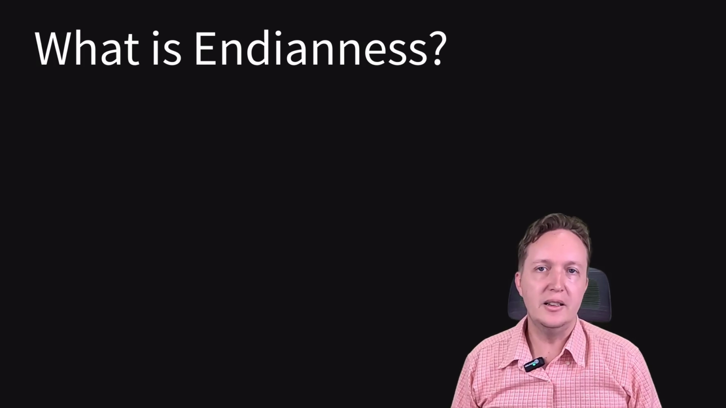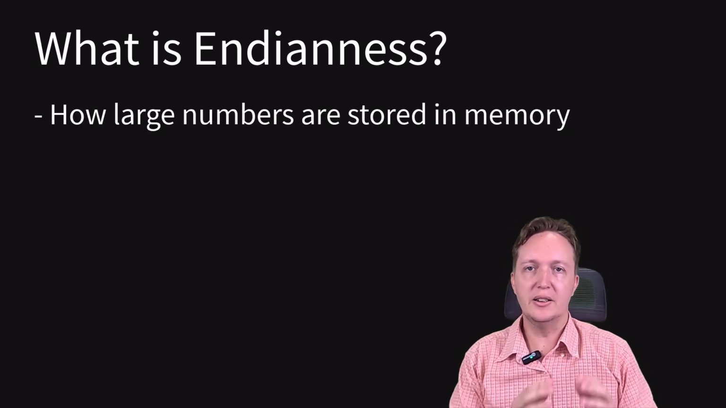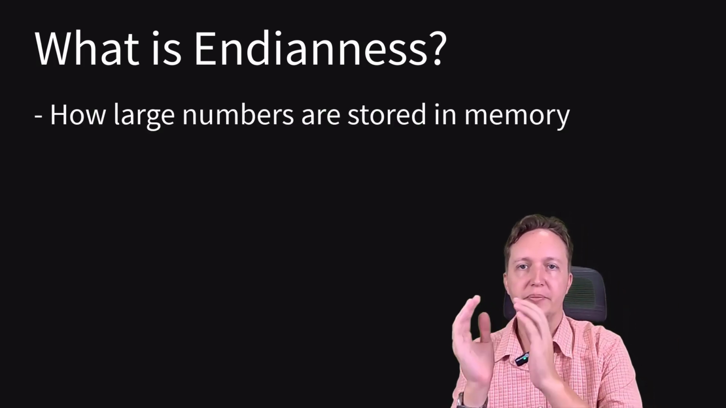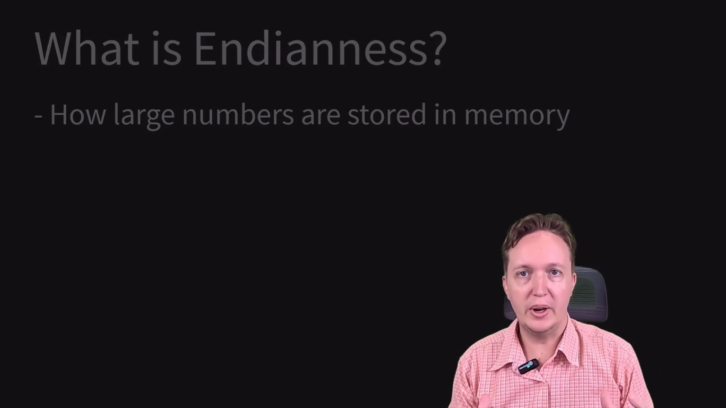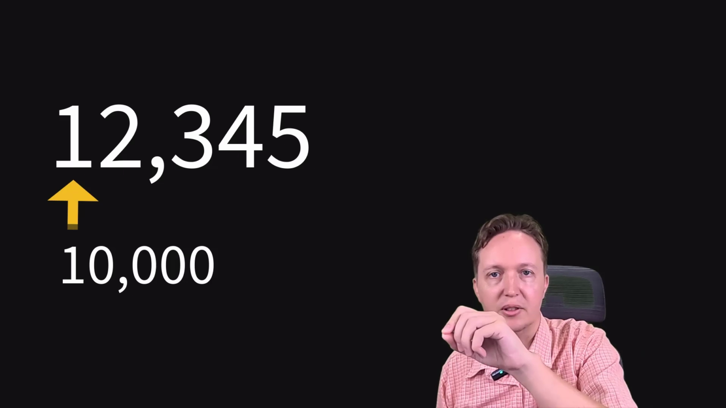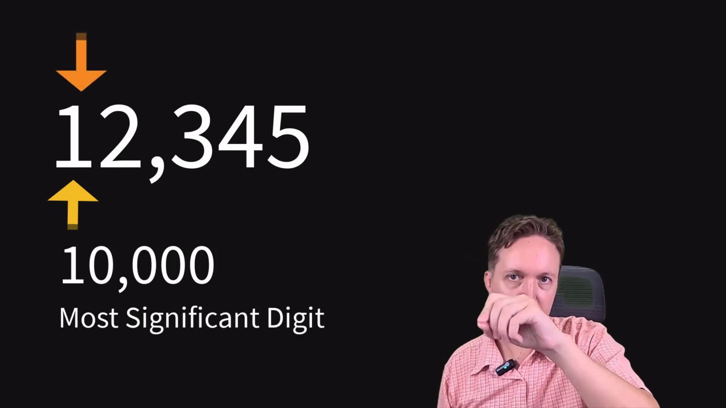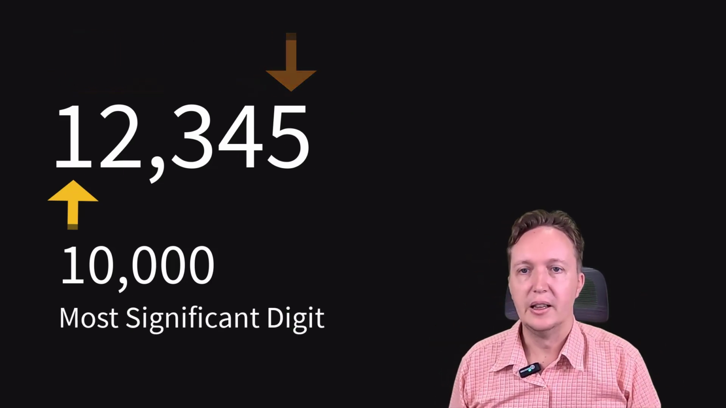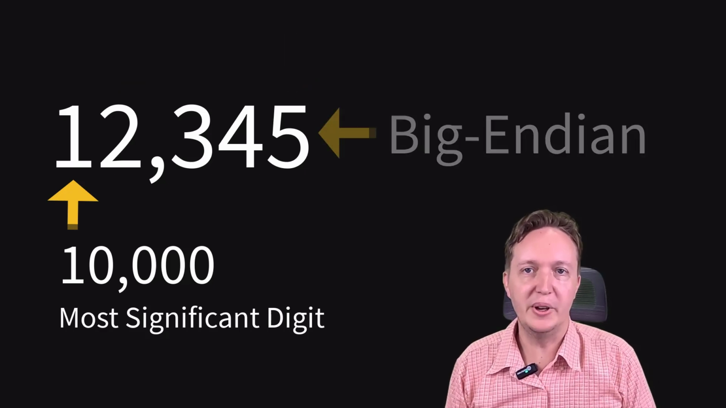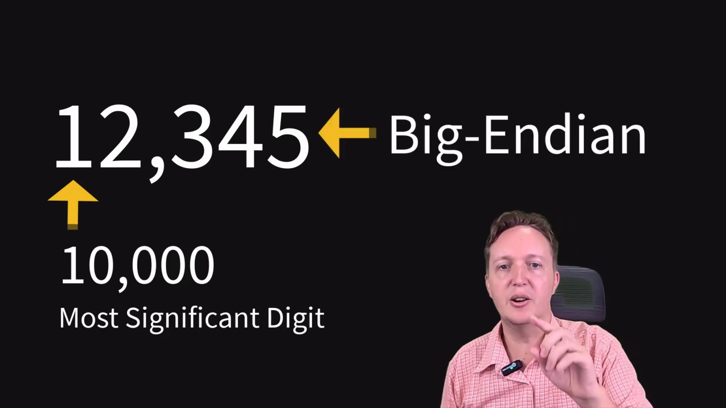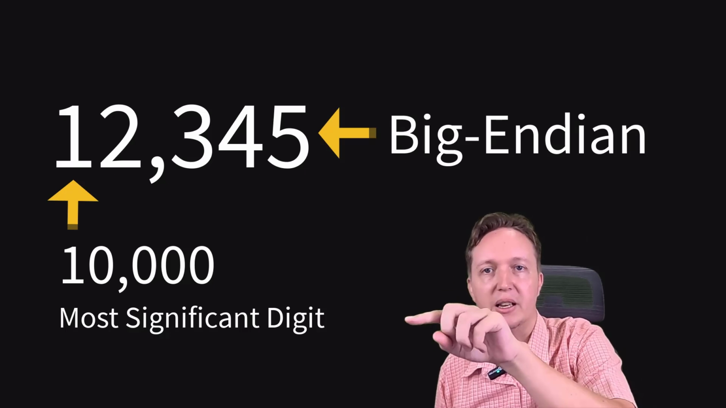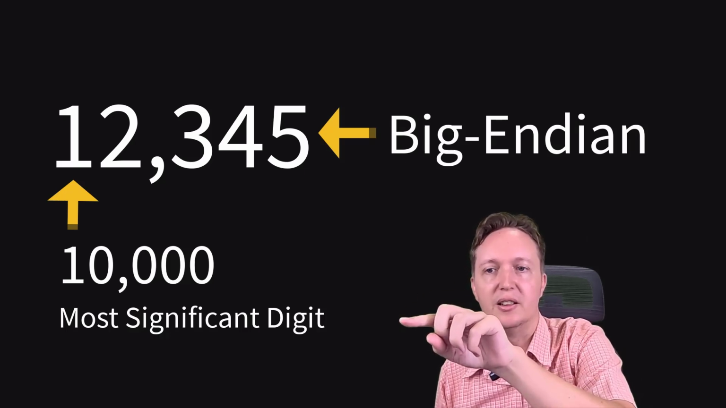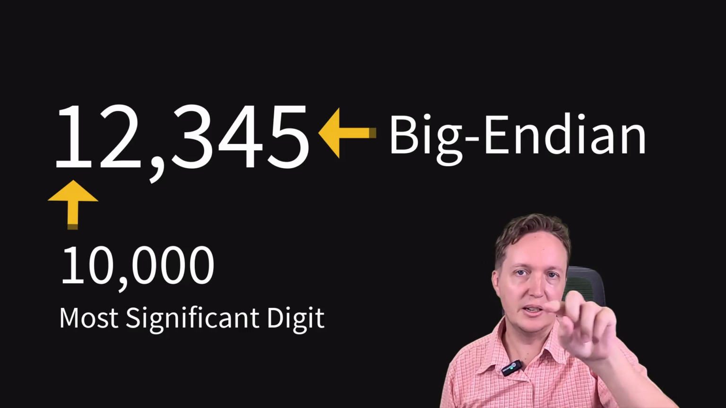So what is endianness? It's all about how large numbers are stored in memory. So let's first have a look at the way we write numbers as humans. Take the number 12,345. We start with the largest digit, the 10,000, and we write it from left to right. So 1, 2, 3, 4, 5. This is, without you knowing it, a big-endian format because we start with the largest, the most significant digit first, and then write it down to the smallest.